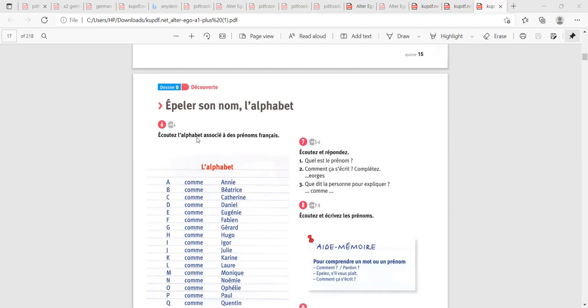You listen to the alphabets, l'alphabet, associé. Répétez après moi. Associé is to associate. Associé à des prénoms français. À des prénoms. What is prénom?